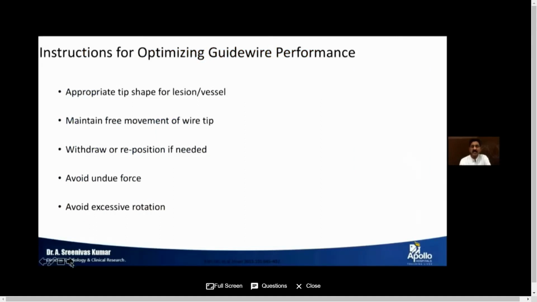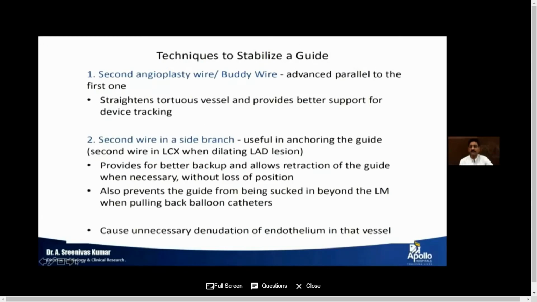And then what is more important is shaping the tip appropriately and maintaining a free movement of the wire. If wire is getting stuck, it's not a place to show your pressure and the strength there. So you come back, make it free, then torque it, and again go. Now withdraw the position of the wire if it is needed. That's what I was mentioning. Avoid undue force. It's not a place to show your strength. It's not a battleground there. Avoid excessive rotation. Whatever you're turning, it should be communicated there distally. So sometimes these wires will also help us to stabilize the guides.